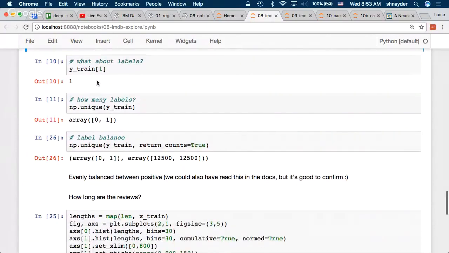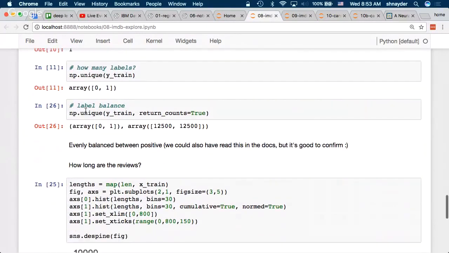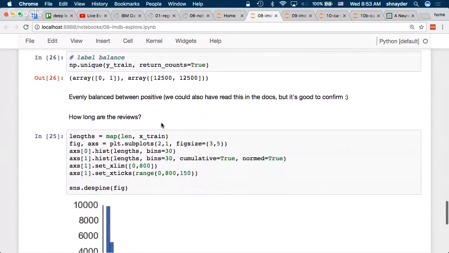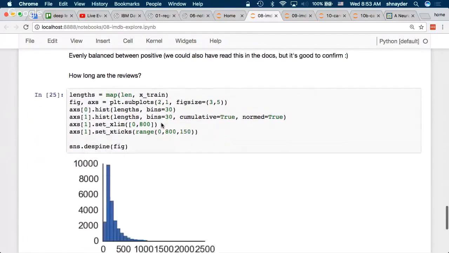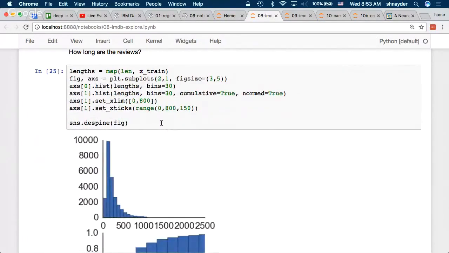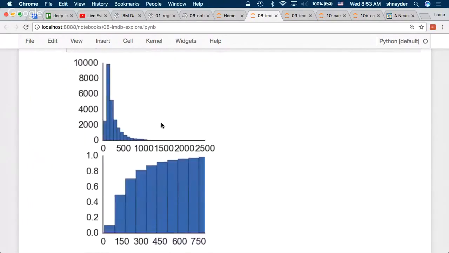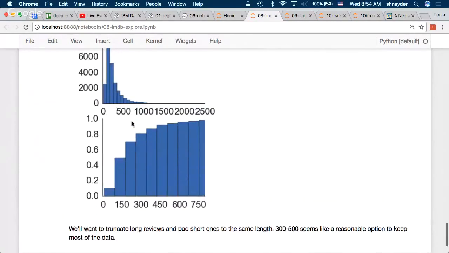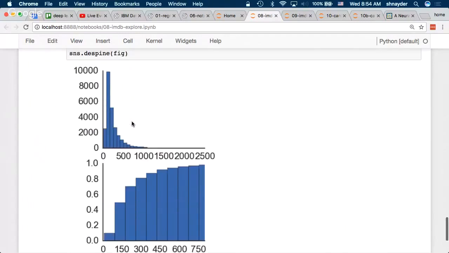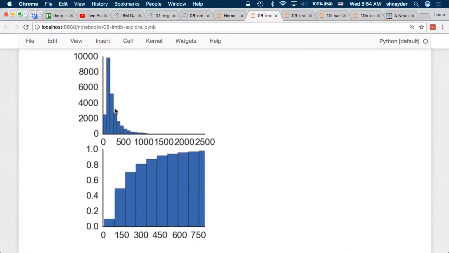Okay, and then the labels are 0 and 1, positive and negative. Half and half of each. For processing these kind of text things, it's useful to understand how long they are. So I made a histogram of review lengths. You can see that the vast majority are under 500, and some go up to about 1,000 words in length. And at least the way we're going to tackle this first, we're going to end up using fixed length windows, so pad short reviews and cut off long ones. So it looks like, for this data set, 200-300 would be reasonable length.